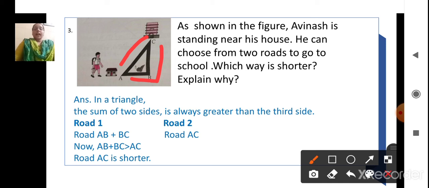So here they are asking us which way is shorter. Yes, which way is shorter? Road AC is shorter. Why? Because AB plus BC is greater than AC. So we have used the second property of a triangle, that is the sum of 2 sides is always greater than the third side. Understood, children?